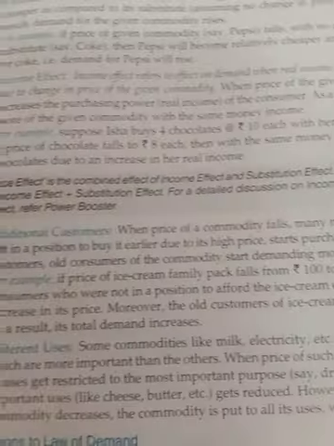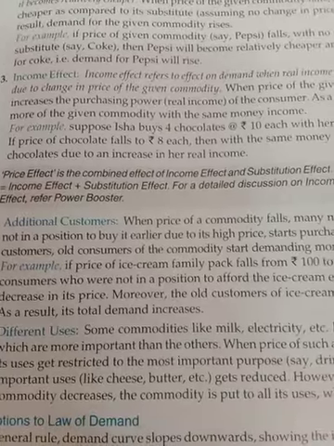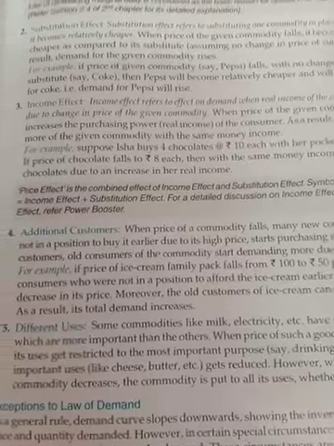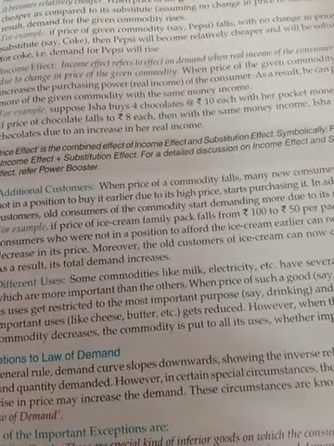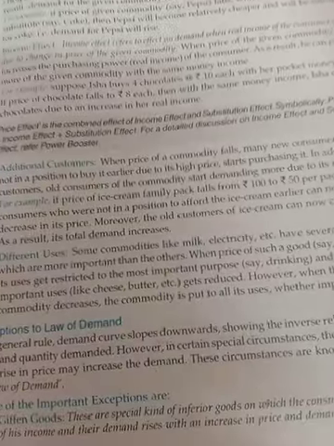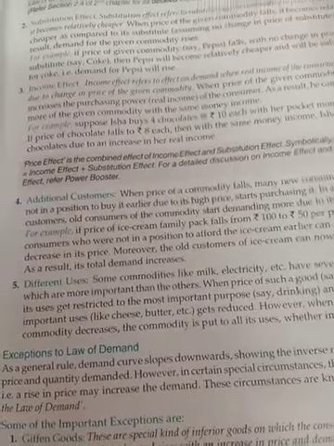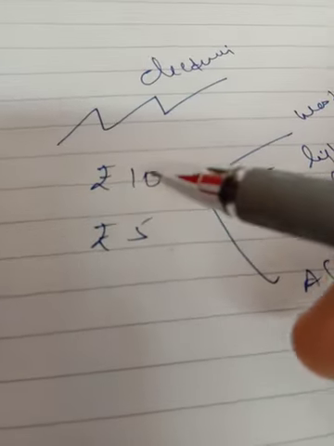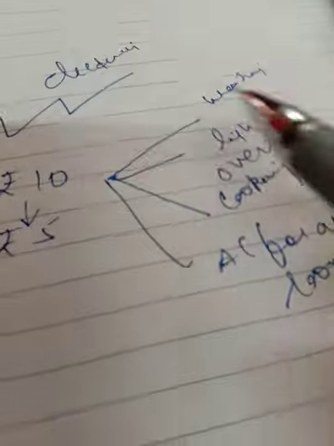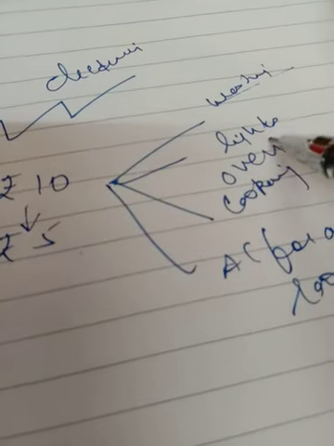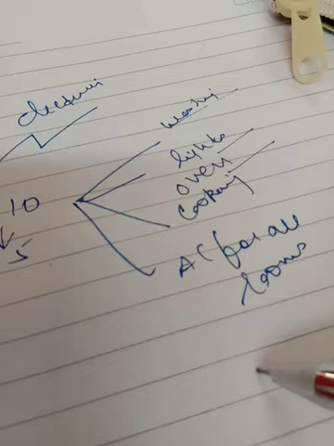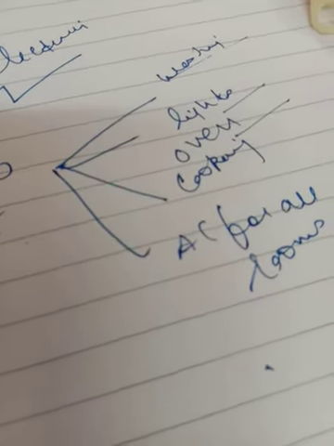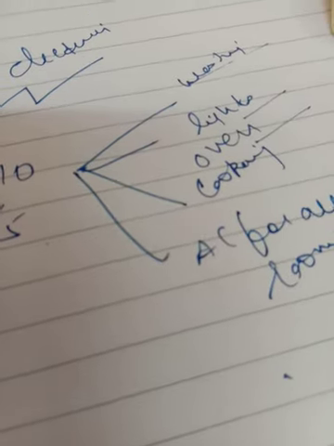When a product has many uses, suppose we are talking about electricity. Electricity has many uses. When the price per unit of electricity goes down from, suppose, 10 to 5, then what will happen? We will start to use it for many things like washing, lighting, the oven, and we will switch on the AC of all the rooms. We can even go for watching TV and using all the products which use electricity.